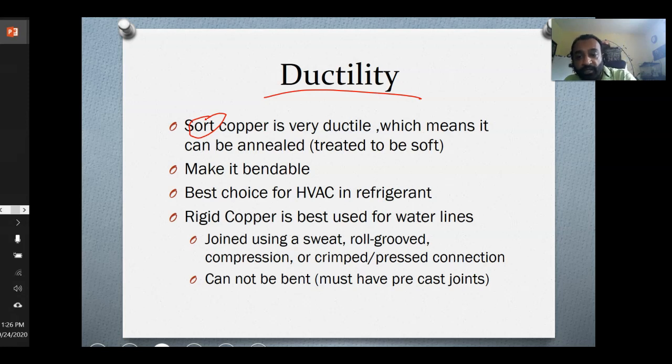Usually we join copper using sweats, which means we connect the two pipes together and solder some silver lead compound on it. Some rigid coppers have prefabricated joints with rolled grooves and a gasket inside, and there's a special crimp tool for rigid copper. Rigid copper cannot be bent, so keep that in mind.